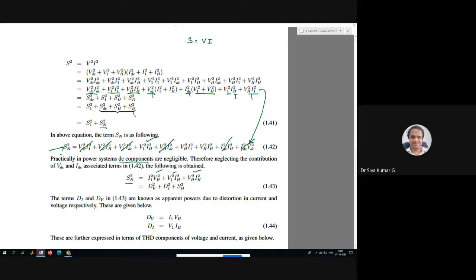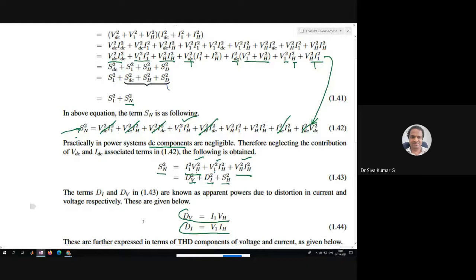Now this equation is the distortion with respect to the voltage, and this equation is the distortion with respect to the current. This equation is the distortion with respect to the harmonics, with respect to the voltage as well as the current also. Now this equation: D1 is equal to V1 I1 IH.